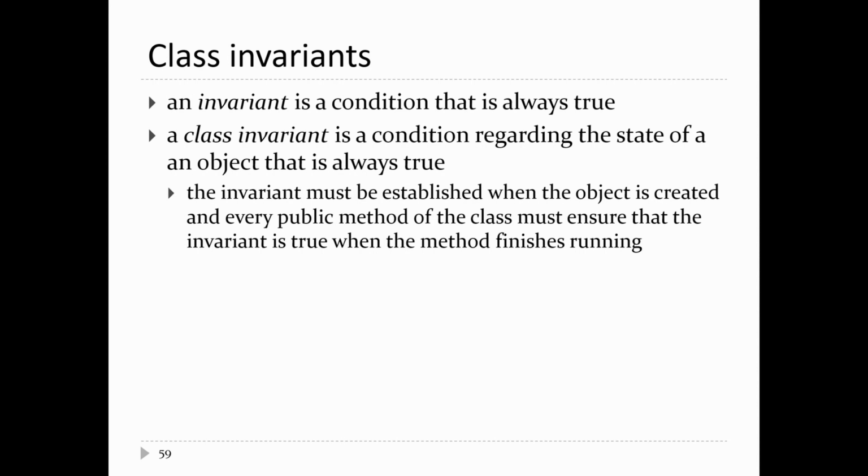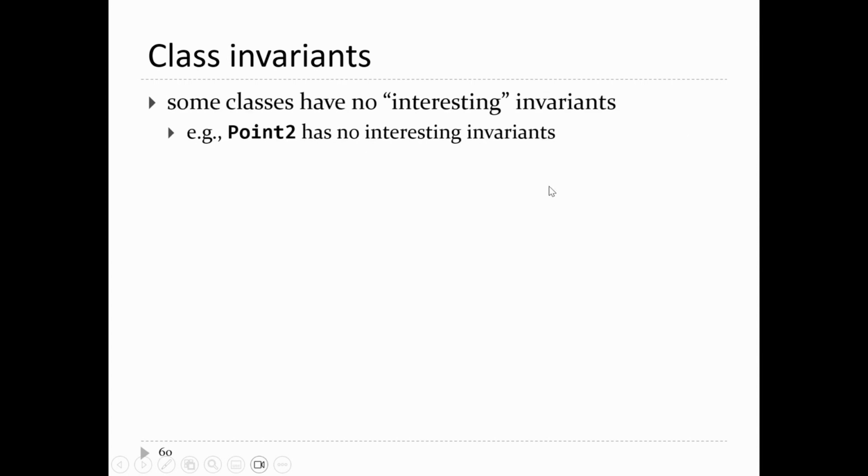And so there are certain kinds of objects where there are conditions about the state of the object that are always true. So Point2 is not one of those classes. The Point2 class has an x and a y coordinate, but there's nothing special about the x and y coordinate.